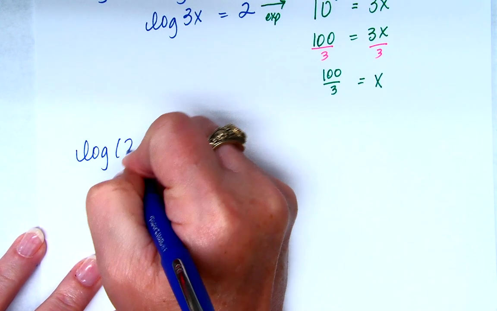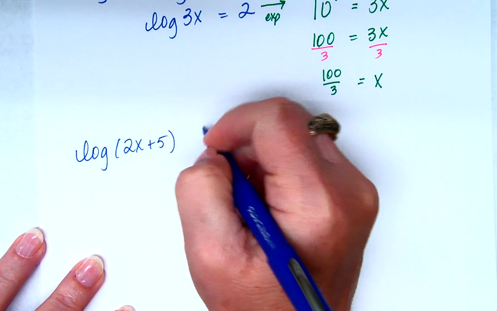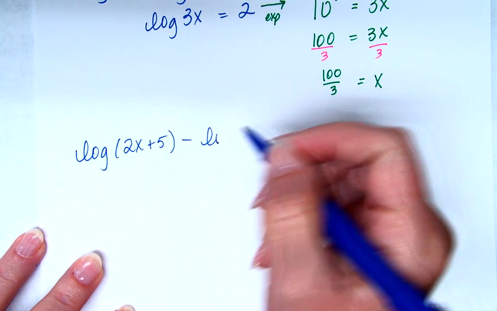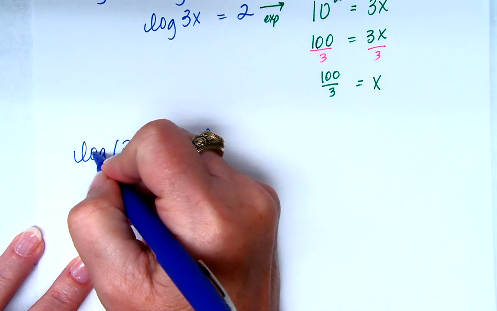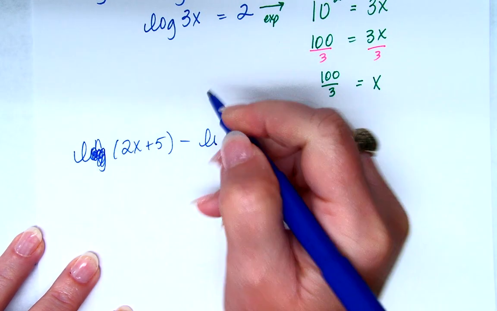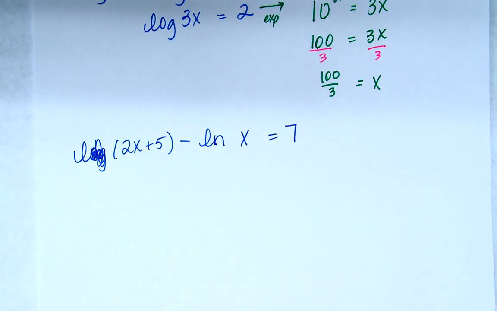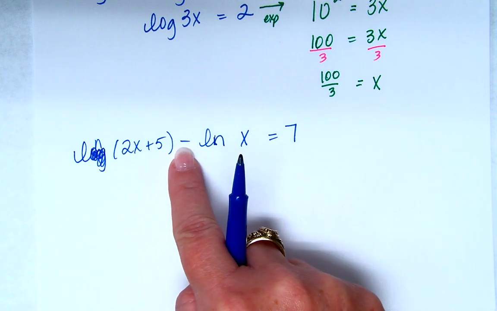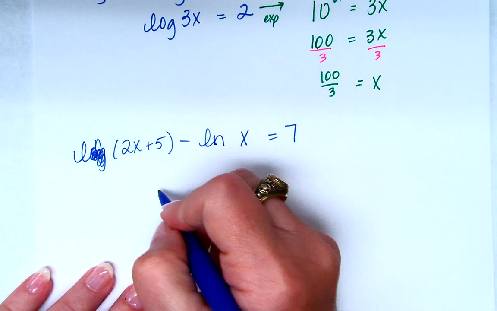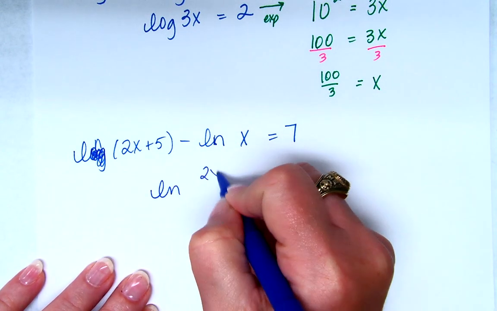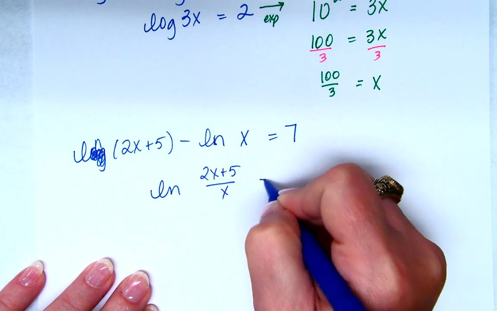Log of 2x plus 5 minus, oh, can I fix it? It's just supposed to be ln. Sorry about that. ln of x equals 7. So natural log of 2x plus 5 minus natural log of x equals 7. This is very similar to the one we did right before it, right? But what does that mean? Divide, okay? So natural log of 2x plus 5 over x equals 7.